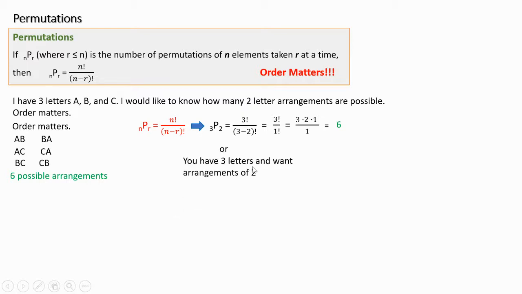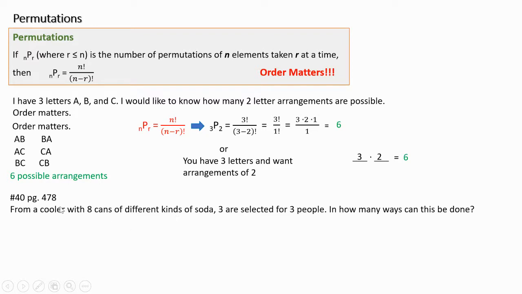Or you have 3 letters and arrangements of 2. So we have 3 letters, you want 2 in an arrangement, so it can be 3 times 2. That's your answer. So there are different ways to get the answer on this one. This is number 40 from page 478.